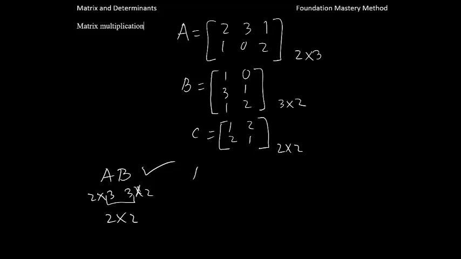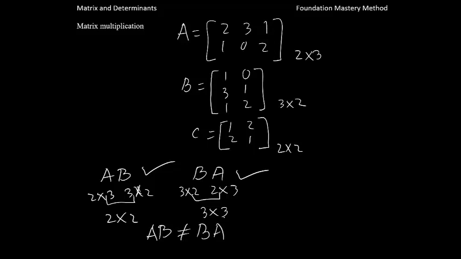Now we see BA. The order of B is 3 by 2 and the order of A is 2 by 3. Still we see matching here. So that one is also possible, and the order of BA will be 3 by 3. So now we can see that AB not equals BA because they are of different orders. Sometimes they will be equal. Then we call them commutative matrices.